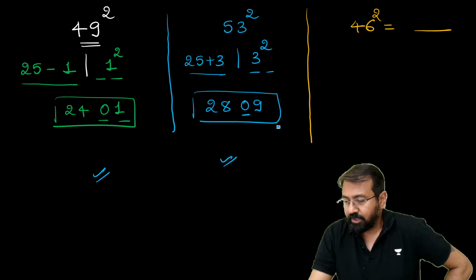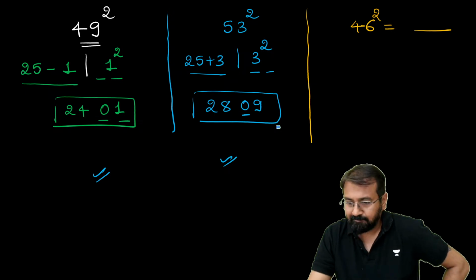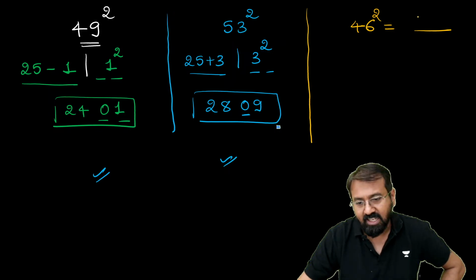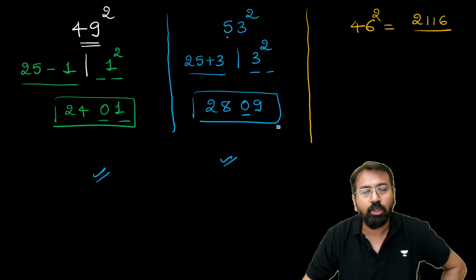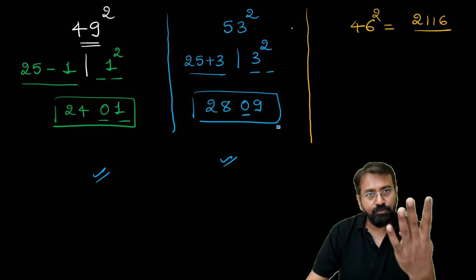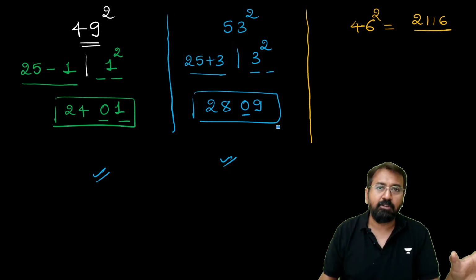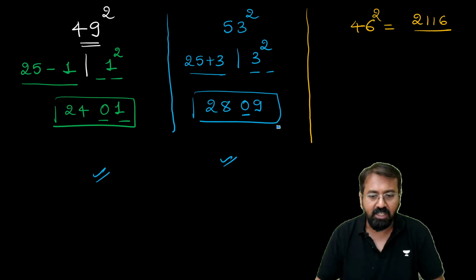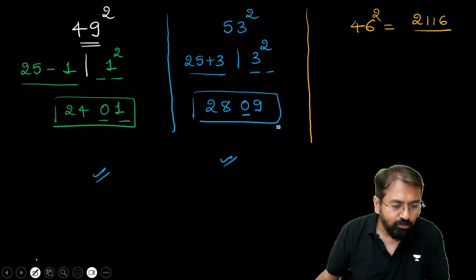Correct. Guys, the answer will be 2116. Do you all agree? Because 46 is 4 less than 50. So the right part will be 4 square, that is 16. The left part will be 25 minus 4, that is 21. Okay. Let's take one more example, guys.